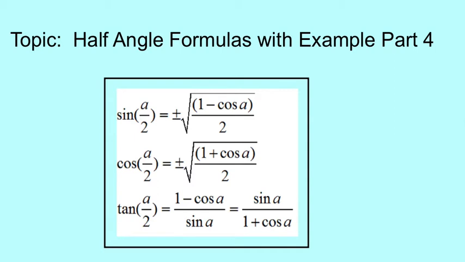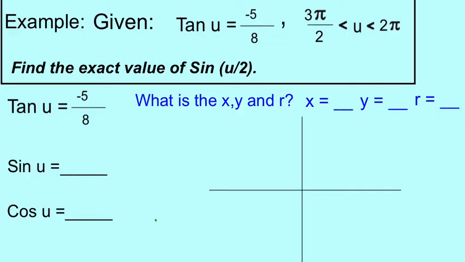For half-angle formulas. We are given that the tangent of u is -5/8, and the angle falls between 3 pi over 2 and 2 pi, so in the fourth quadrant. And we want to find the exact value of the sine of u over 2, so the half angle.